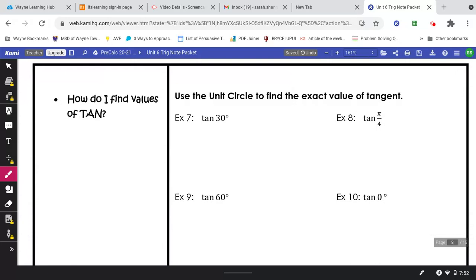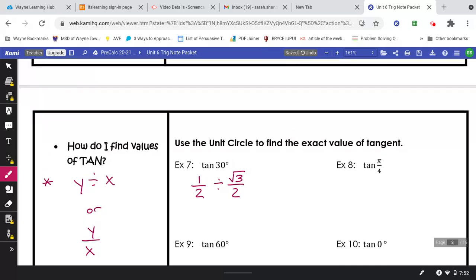Tangent we know is y divided by x. Or if you have whole numbers, you could write it as y over x. A lot of the values on the unit circle are fractions, so this is going to be kind of the best method for that. So when you look at the tangent of 30, you'll notice that the y value for 30 is 1/2. So it's y divided by the x value at that same location. I'm going to go back to the unit circle so you can see it, but once we get past this one, I'm just going to assume that you're still looking at the unit circle on your own.